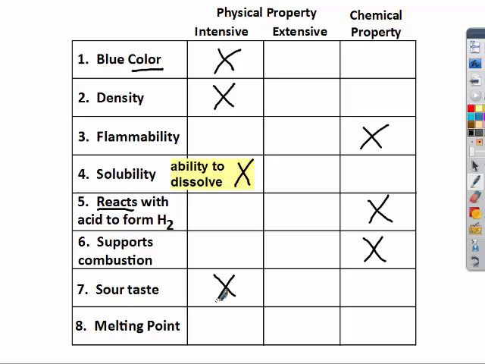And then melting point is a physical property. Melting does not change a substance. It's still the same substance. It's just in liquid form now. And melting points help us determine what a substance is.